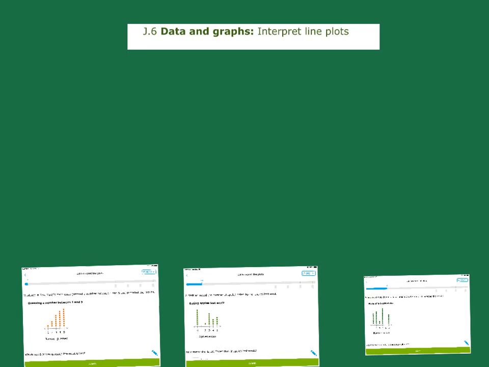Interpreting line plots. Line plots are something that we did quite a bit in 4th grade, and I think they're pretty straightforward. There's one mistake that a lot of 4th graders make, and it has to do with not remembering the difference between whether something is the biggest number or the most common. And those are 2 different things.